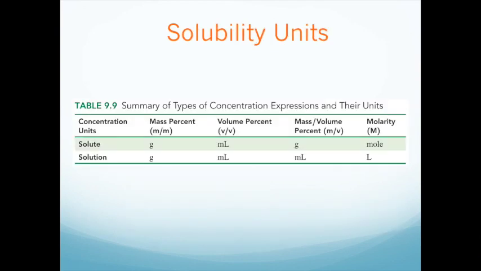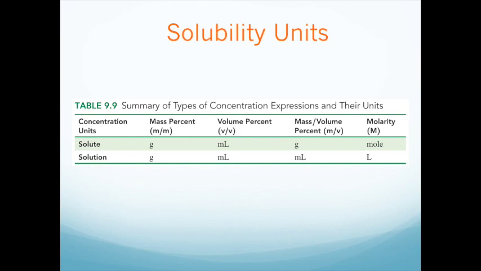So this is a summary of the types of solubility units we've talked about so far. And just to sum up, we have mass percent, which is mass divided by mass. That's the mass of the solute divided by the mass of the solution. And both of those have units of grams. Then we also have volume percent. So that is the volume of the solute divided by the volume of the solution. And those both have units of milliliters.